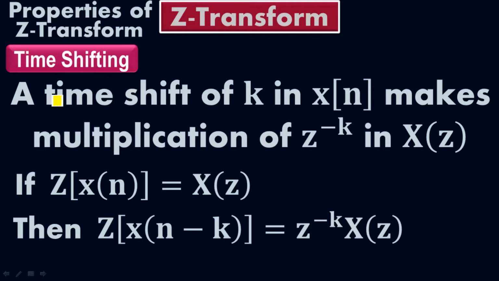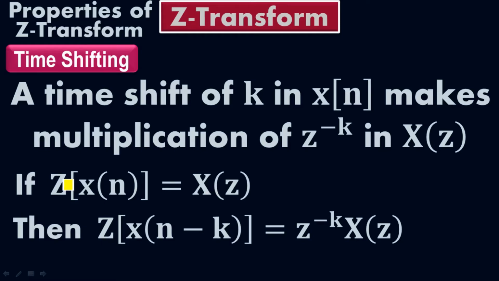Look, if you have a shift of k in x of n, it makes a multiplication of z to the negative k. You're going to get something extra, which is z to the negative k with the Z transform. What is my x of z? X of z is my Z transform. When you look at it mathematically, if the Z transform of x of n equals x of z, what is my x of z? X of z is the notation for the Z transform.